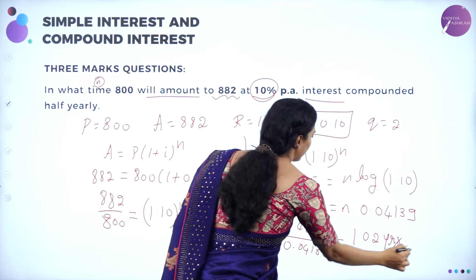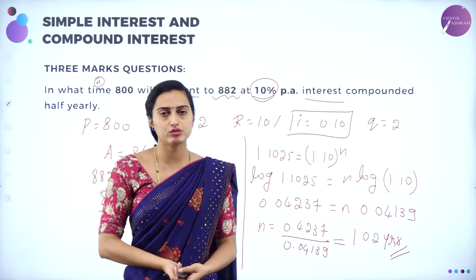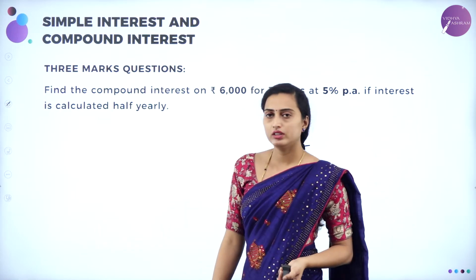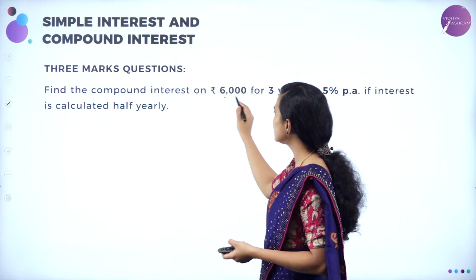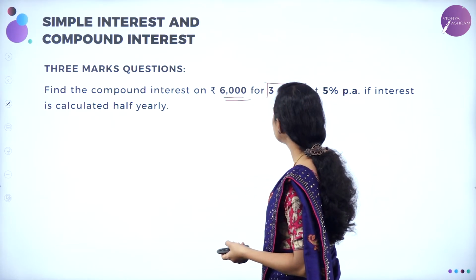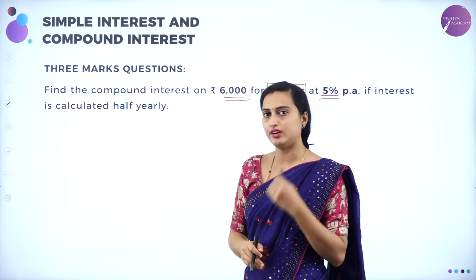Okay, this is your answer for this question. I hope you understood this problem. We'll move on to the next problem, which is a 3 marker. Find the compound interest on 6,000 for 3 years at 5% per annum if interest is calculated half yearly.